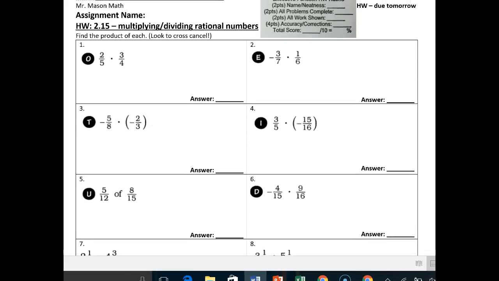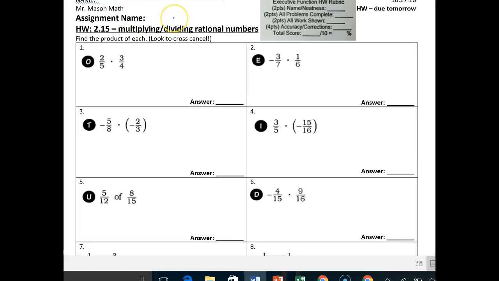So number one, make sure we're finding the product of each and look to cross cancel. Make your life a whole lot easier. So between 2/5 times 3/4, is this answer going to be positive or negative? It's going to be positive. I've got nothing but positive numbers. So let's go ahead and look to cross cancel.